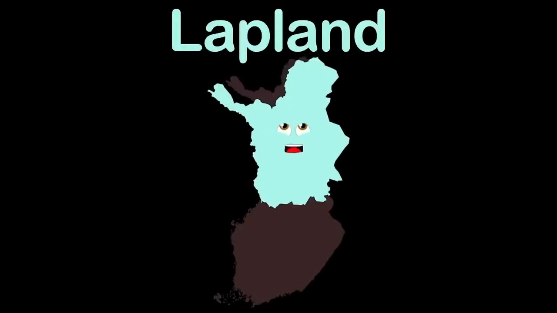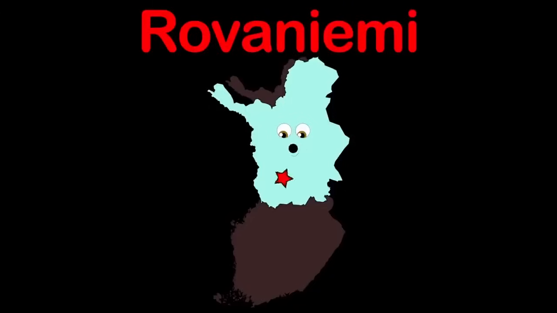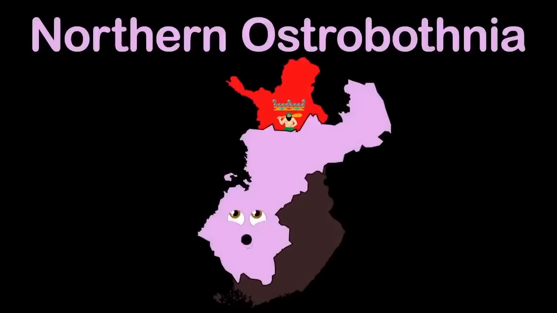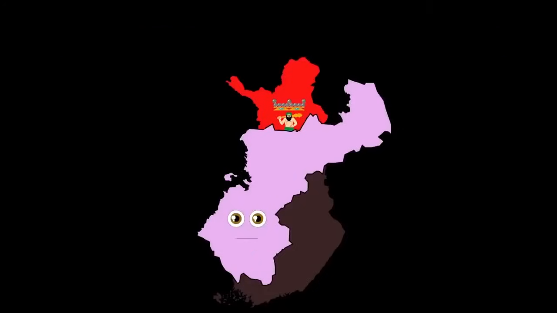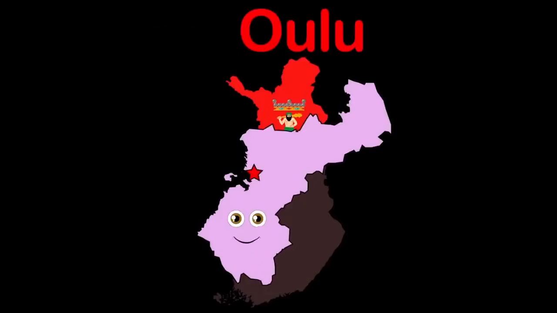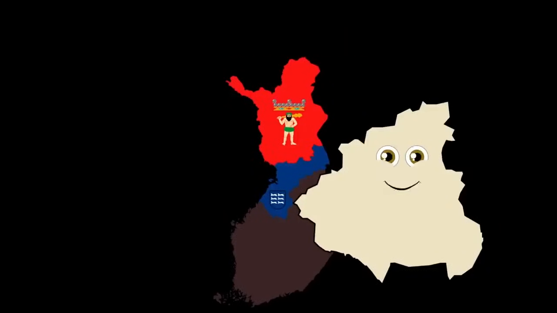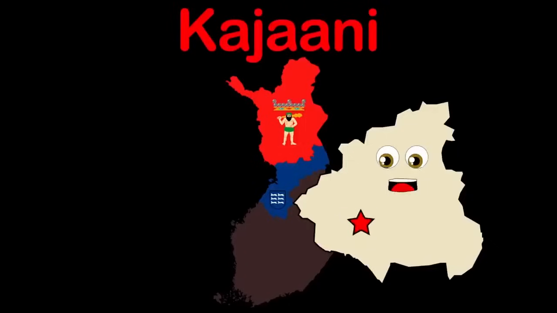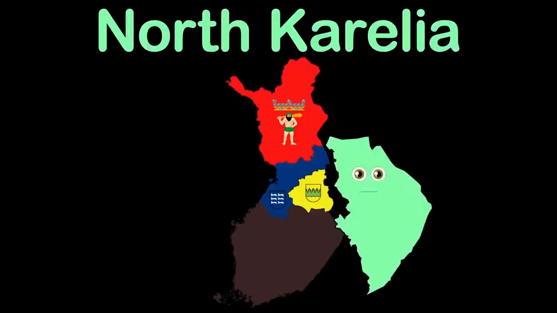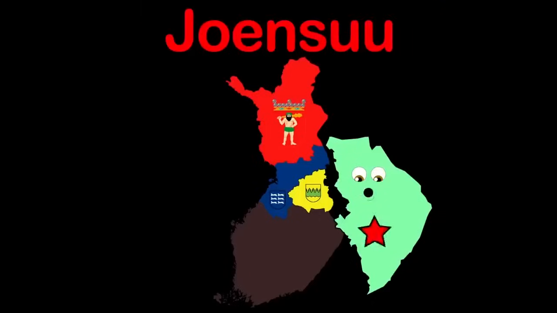My name is Lapland, a Finnish region, you know. I have a city named Rovaniemi, my capital. Northern Ostrobothnia, that's my name. My capital is Oulu, it's a city I claim. I am Kainuu, a Finnish region in the east. Kajaani is my capital, come here and feast. I'm North Karelia, southeast is where I stay. Joensuu's my capital, come here and play.